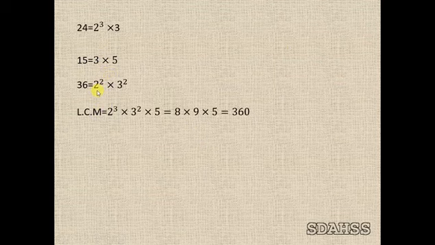LCM is equal to, first you consider the first factor 2 and find out the highest power. The highest power is the LCM. Here the highest power is 3. So 2 cube into, similarly, find the next factor. Next factor is 3. For 3, the highest power is 3 square, into the remaining one, 5, which is equal to 2 cube means 8, 3 square means 9, into 5. If you multiply, you will get 360.